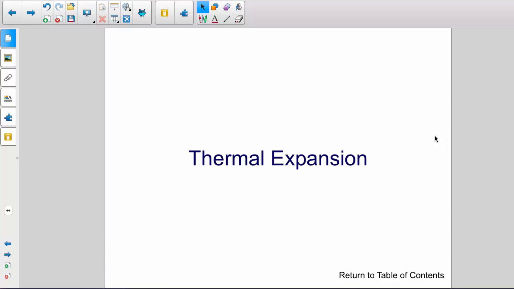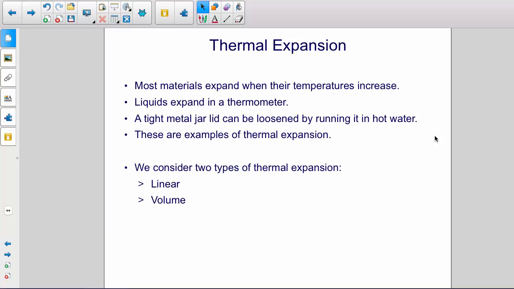Thermal expansion. Let's look a bit more at the thermal expansion upon which the thermometers we just discussed depend. Now, most materials expand when their temperature increases.